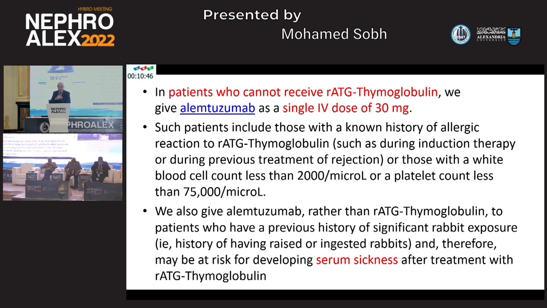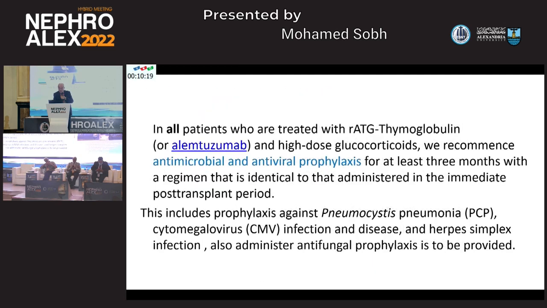We also give alemtuzumab, not ATG, to patients who have a previous history of significant contact with rabbits, such as those frequently eating rabbit, ingesting rabbit, or breeding a rabbit. They are more susceptible to serum sickness if they were given rabbit ATG in particular.